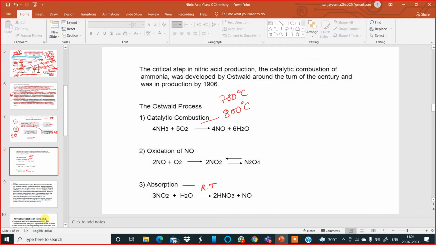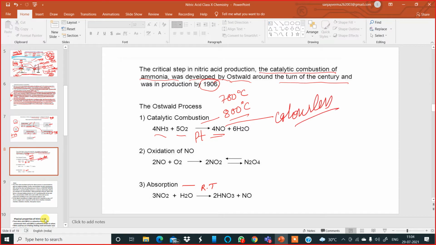The critical step in nitric acid production is the catalytic combustion of ammonia, which was developed by Ostwald around the turn of the century, somewhere around 1906. That was the history, not required in chemistry here. Now, ammonia combines with oxygen at this temperature in the presence of platinum catalyst to prepare colorless nitrogen monoxide gas. Okay, this gas is colorless.